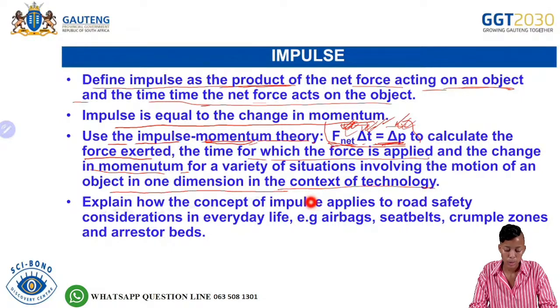So it says we also need to explain how the concept of impulse applies to road safety considerations in everyday life, for example, airbags, seat belts, crumple zones, and also the arrestor beds.